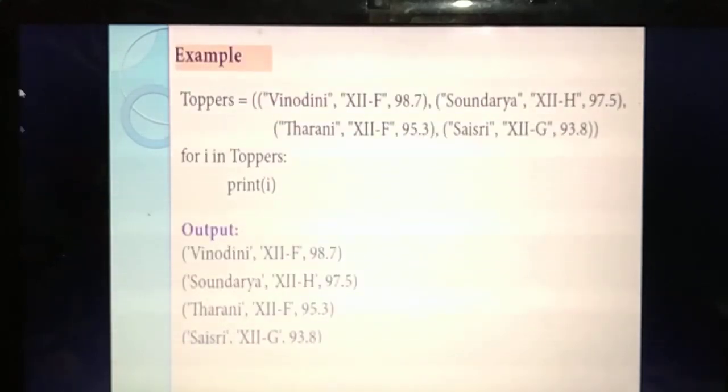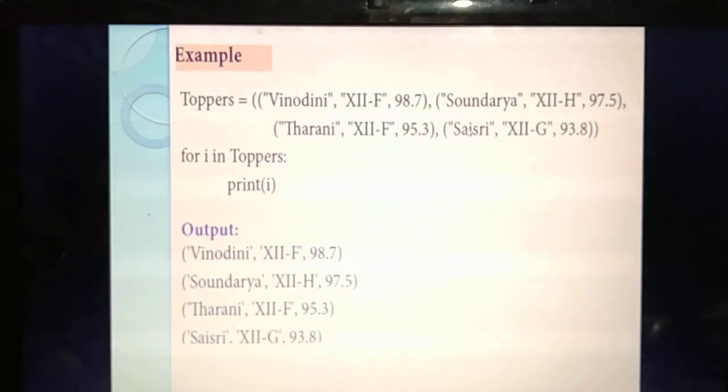What's the name of the tuple? Toppers. Okay. So inside this tuple, the elements are always enclosed within parentheses, isn't it? So how many tuples are there? See, from Vinodini to 98.7, this is one tuple. Next, Soundarya to 97, this is the second tuple. Understand? Each tuple's elements are enclosed within parentheses. So this is the first tuple, then next is the second tuple, third, four tuples are there.